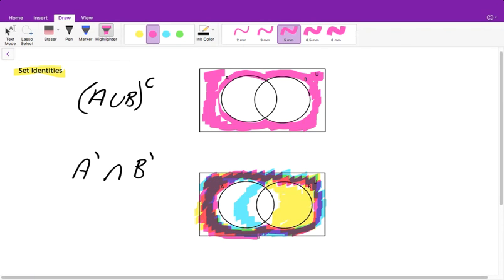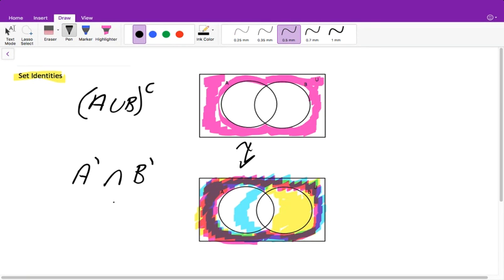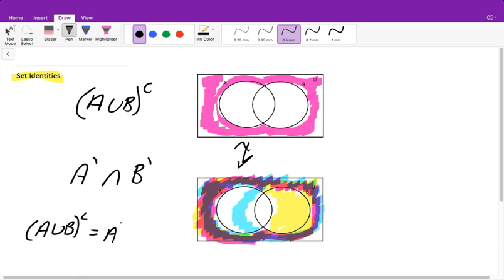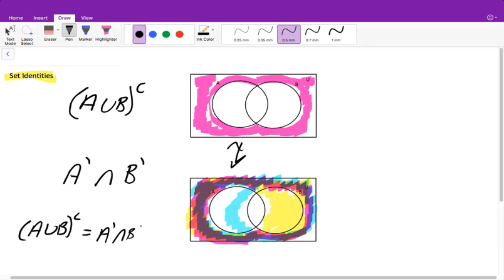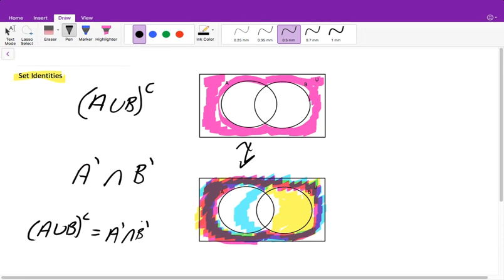So if you look, we can then say that these two are in fact equal to each other. We can say that the complement of A union B is equal to A complement intersection B complement. They are in fact equal to each other.